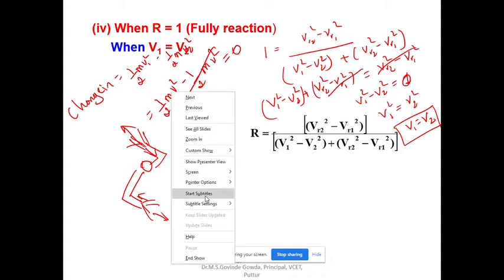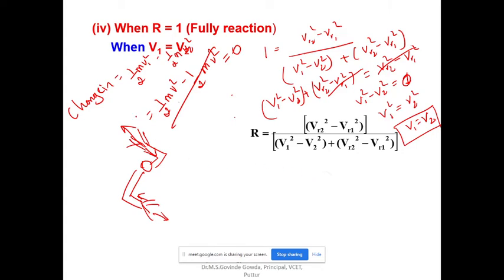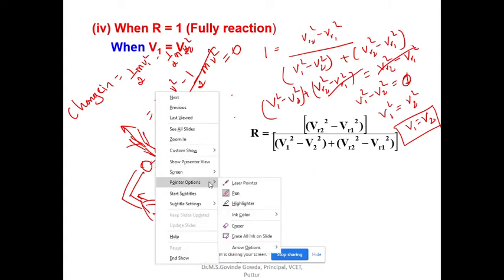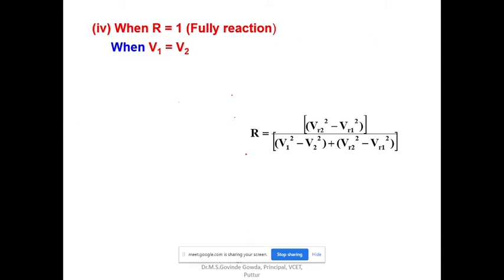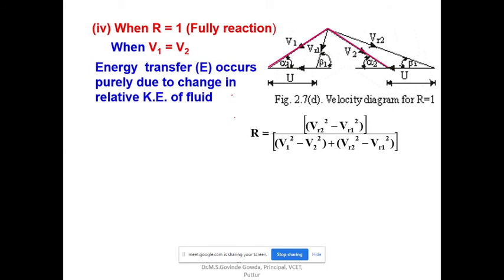I'll just erase this. If you are taking something down, please let me know because I will be erasing it. One minute, sir. What's the condition for R equal to 1? Yeah, R equal to 1, the condition is V1 equal to V2. Okay, so this is the condition here.